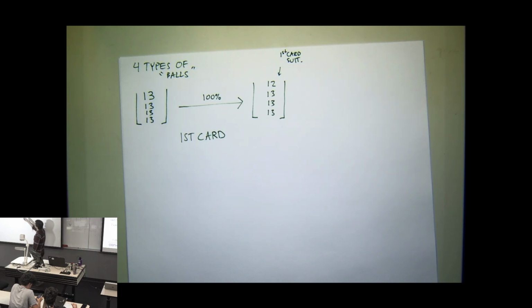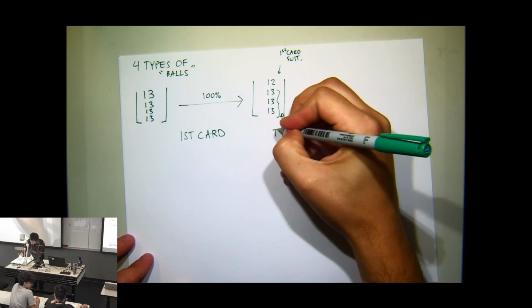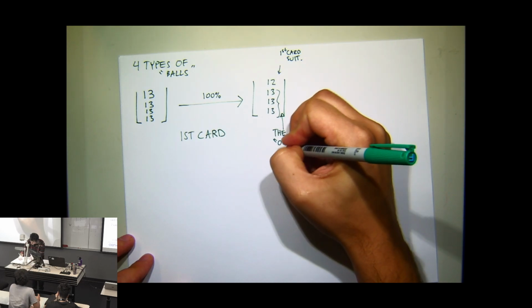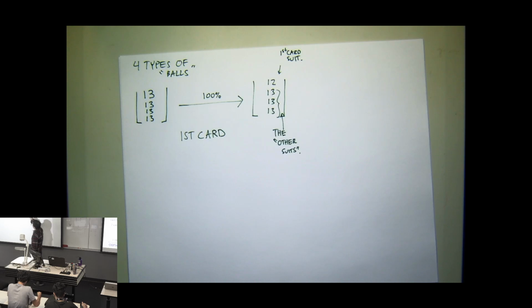So what I'm saying is, it's not that 12 means there's 12 clubs left, or 12 spades left. There's 12 of whatever suit the first card was, and there's 13 of the other suits. That means that these are the other suits. Okay. So don't think that there's always 12 clubs or something.